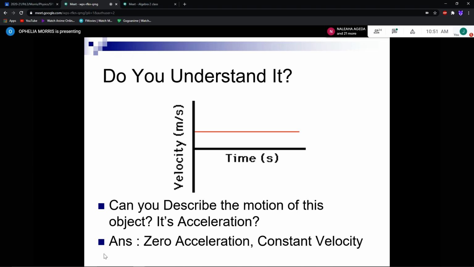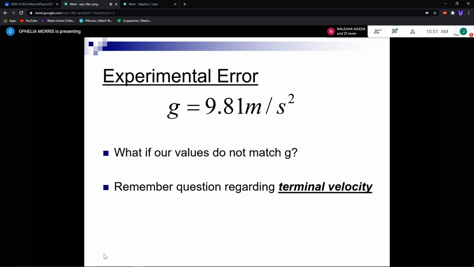Yes. Remember, I told you guys, you're going to get these questions visually. So this is the last thing. Just write down that G is 9.8 meters per second squared, which I already told you guys.